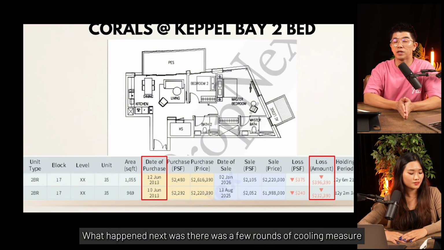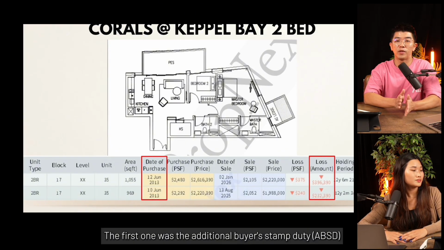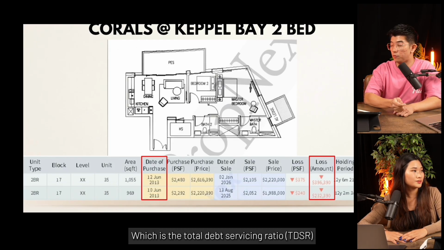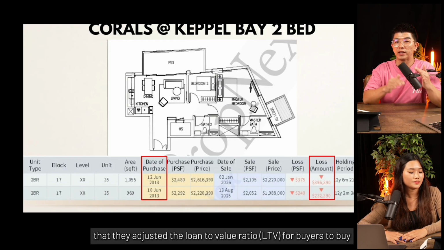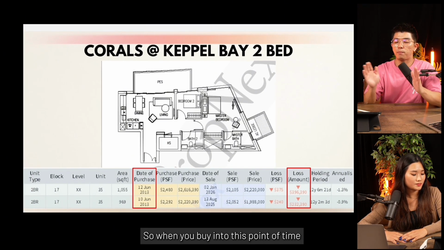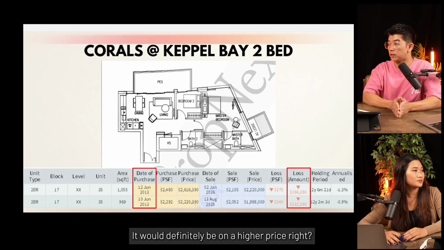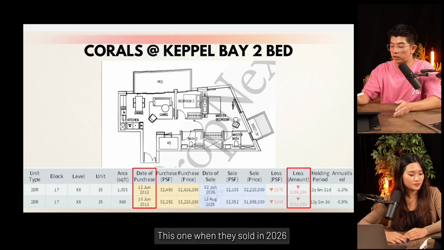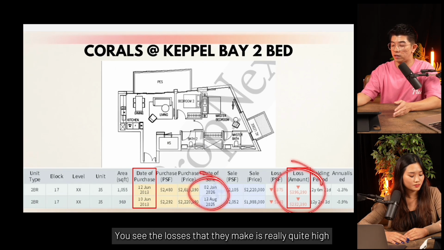What happened next was there were a few rounds of cooling measures. The first one was the additional buyer stamp duty. The second one was the TDSR, which is the total debt servicing ratio, where they adjusted the loan to value ratio for buyers to buy. So when you buy at this point of time, it will definitely be at a higher price. Right? When they sell today, in 2026, you see the losses that they made is really quite high.